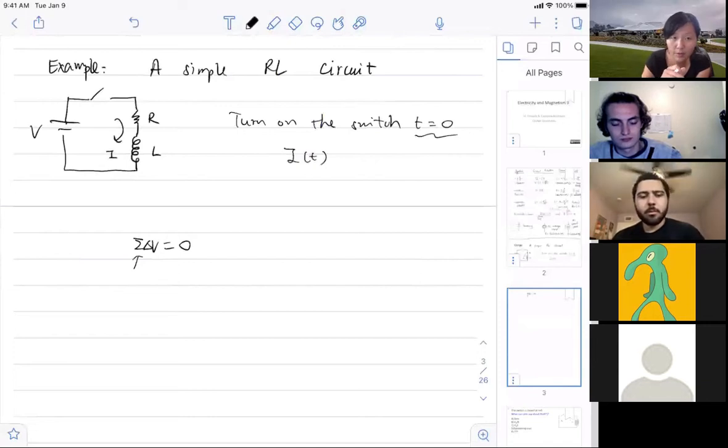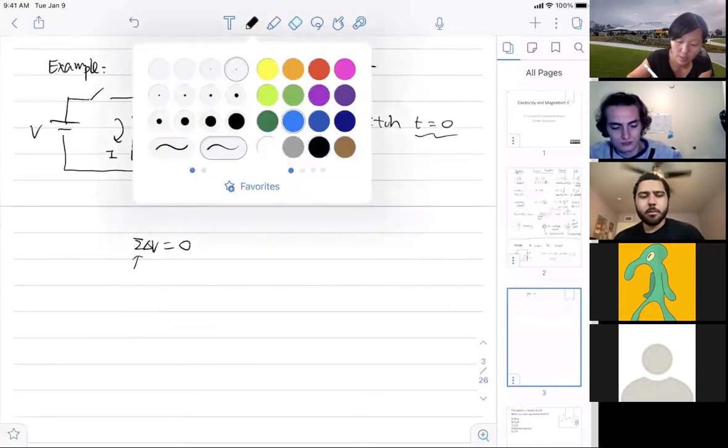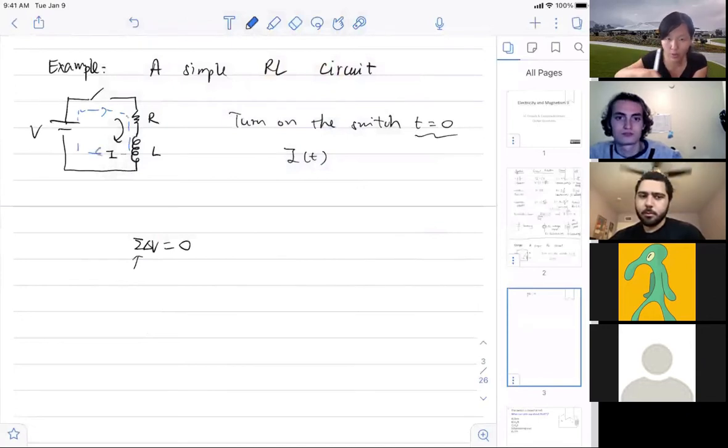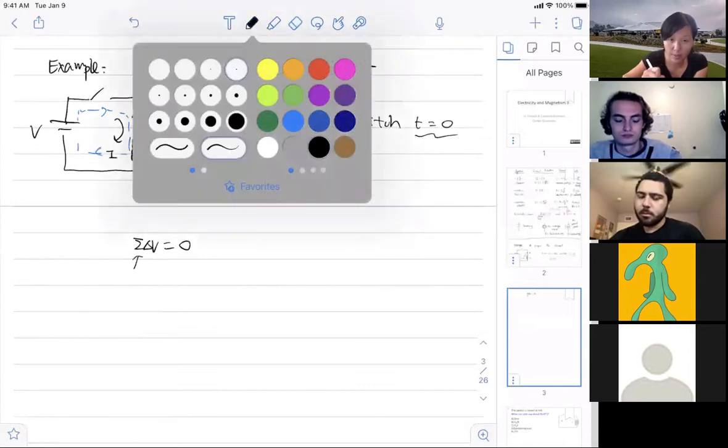Here you only have one loop, right? Sometimes you may have multiple loops, something that looks different, then you have 1 loop, 2 loops, 3 loops. In this case, you only have 1 loop. So obviously we're just going to evaluate along this loop. You can do a clockwise loop or a counterclockwise loop as long as you're consistent.